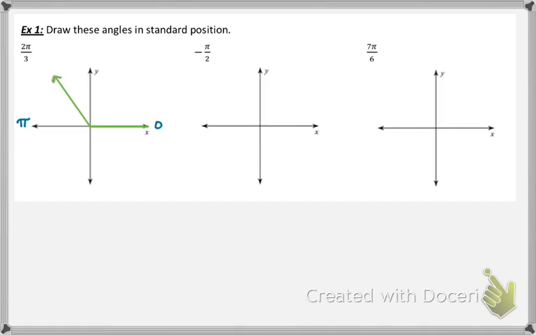And it's just estimating, it doesn't have to be too exact. The best estimate to the best of your abilities. The measure of this angle right here, which we call theta, is 2/3 of pi.